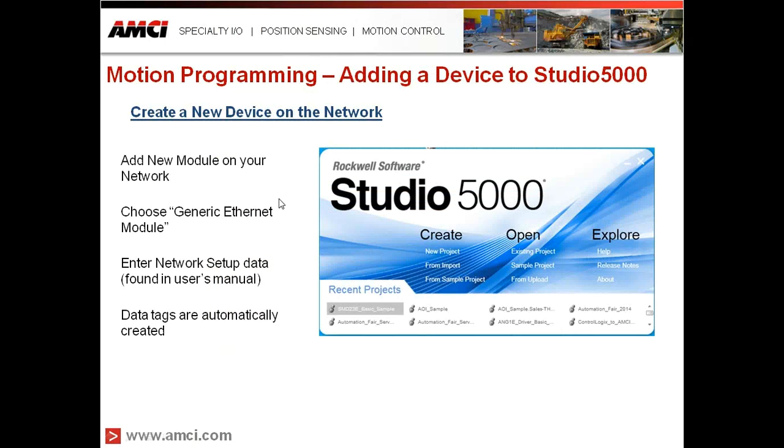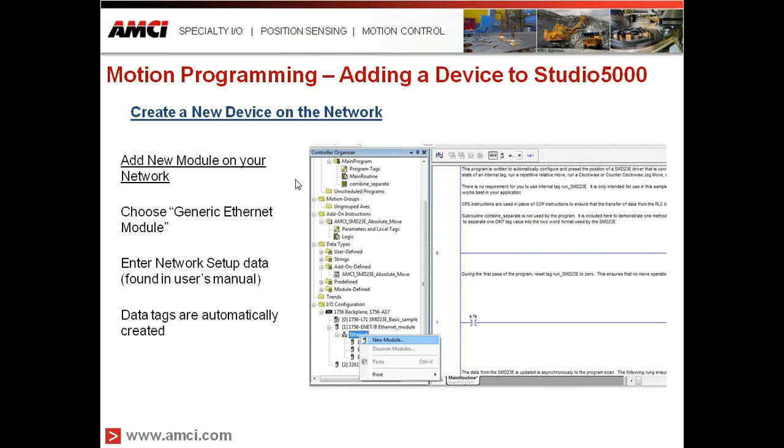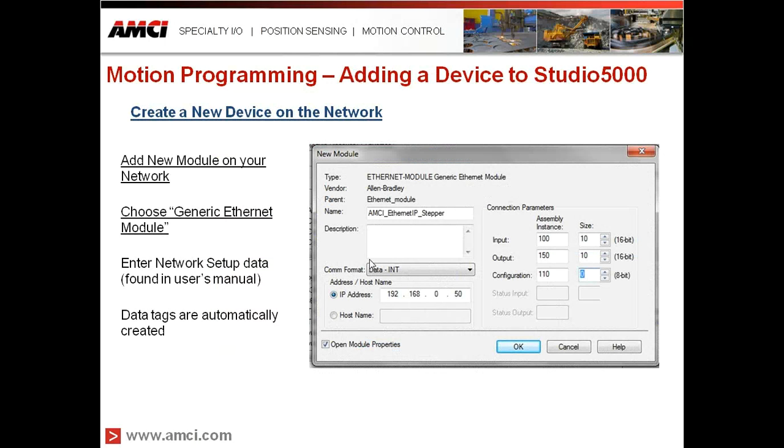Okay, looking at Studio 5000 or RSLogix 5000, but here we're going to reference it as Studio 5000 for both of them. When we're adding a device to a network, we add the device under the new module for a network. So we open up our network tab on the left-hand side of our programming screen and click on new module. Then I get the setup screen, select the generic Ethernet module type, and enter all of my network setup data, which would be found in the user's manual, just like it was with the RSLogix 500 programming environment.